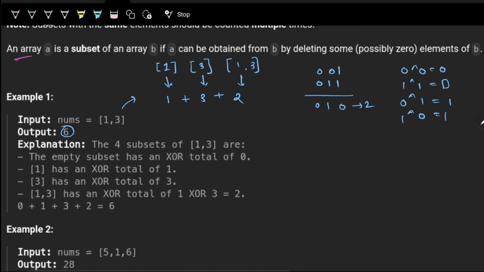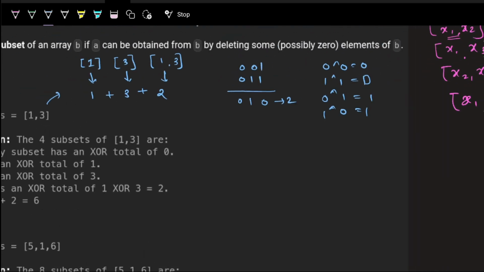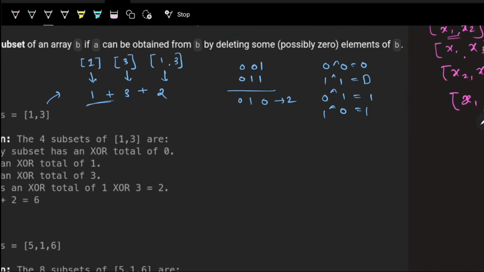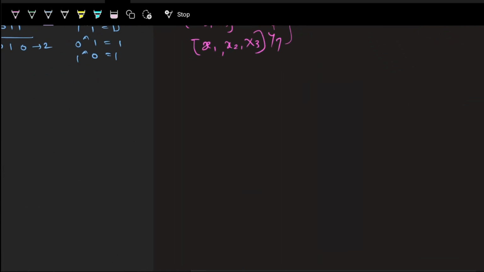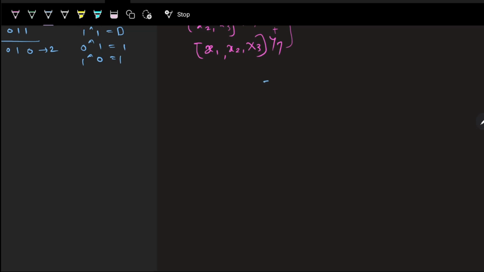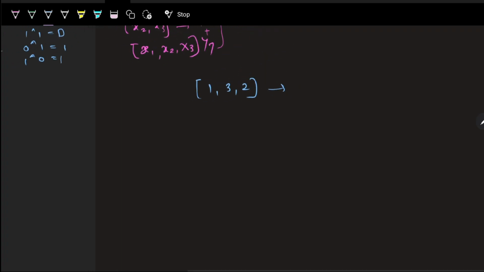So this is a simple problem. Apart from the extra part that we have to take the XOR of elements and return the sum of it, this is a standard recursion problem. For example, this is the array given to us: 1, 3, 2. How to generate subsets? That is the question.